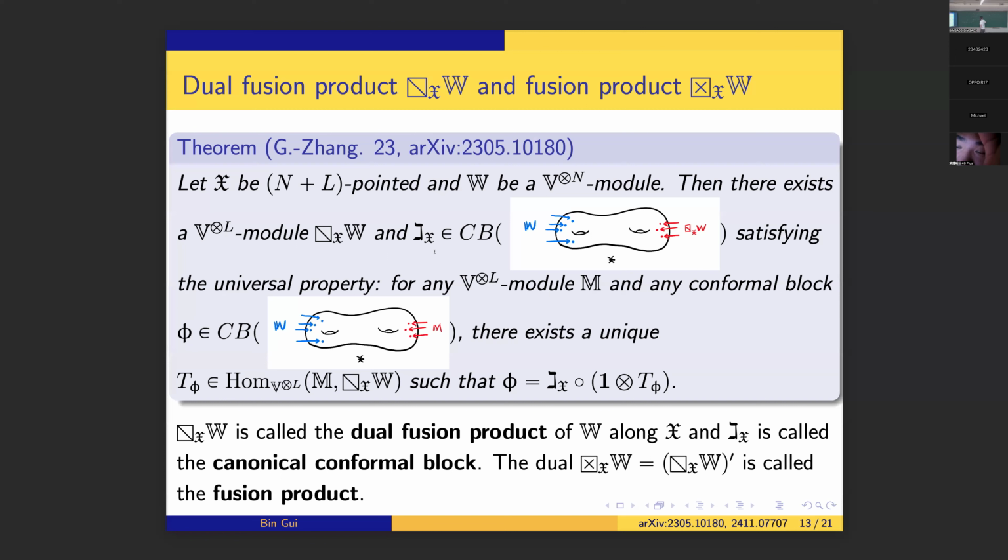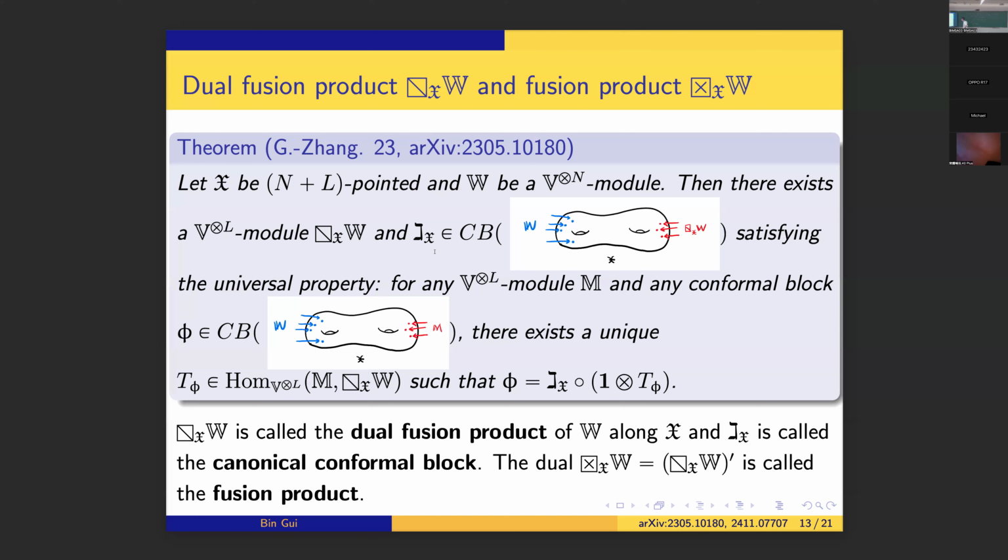A typical example is that if you have on the left-hand side W1 and W2, where each of them is a V-module, which means that here you should take W to be W1 tensor over C W2, so that this W is a V-tensor-V module. Then, if you take X to be this data, what you get for this fusion product is the usual fusion product that we talk about when we talk about the tensor category of VOA modules. So this is really a heterogeneous, more general setting for the notion of fusion products. The existence of these dual fusion products, fusion products and canonical conformal blocks is not trivial at all in the non-rational case, and this existence is one of our main results in our first series of papers.